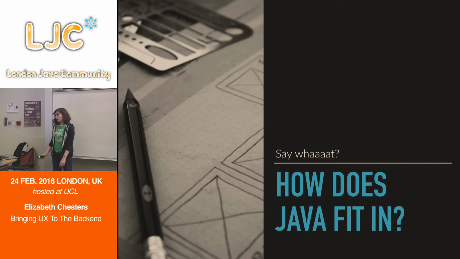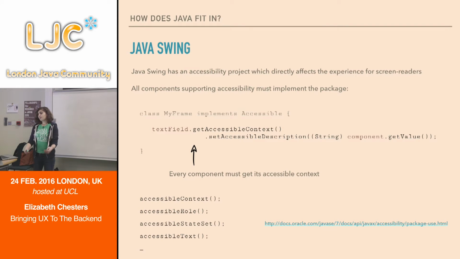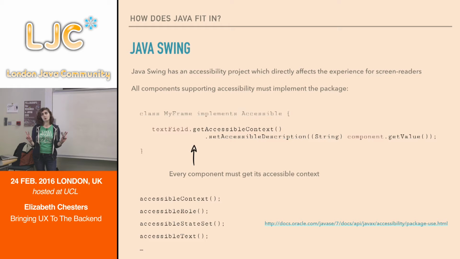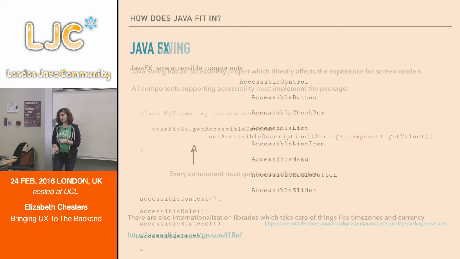So where does Java fit in with all of this? My academic background comes from Java Swing. I'm not sure if it's going to be helpful to anyone, but we'll go with it. This is one of the first things that I came across: there's an accessibility package dedicated to making sure that components describe what they are, what they do, and what state they're in. So you have the accessible context, and then you can set descriptions on it and things like that. So you have the context role and things like that. There's a Java demo as well later on.